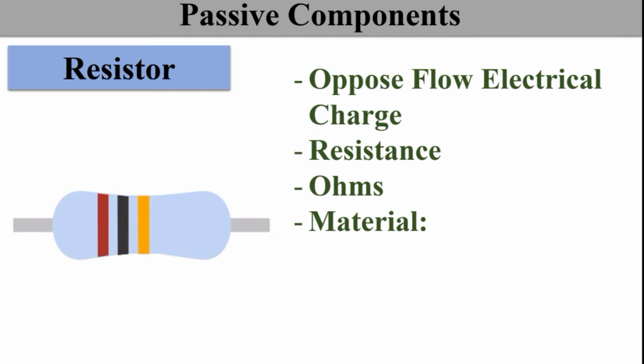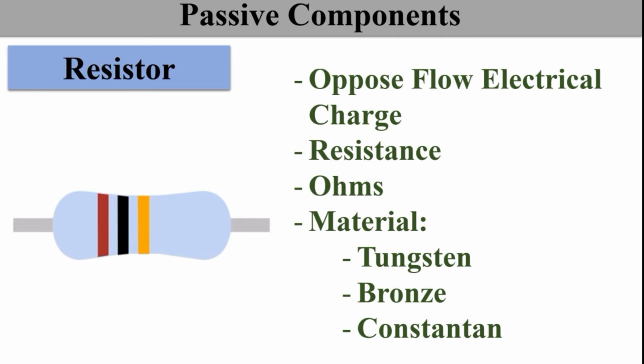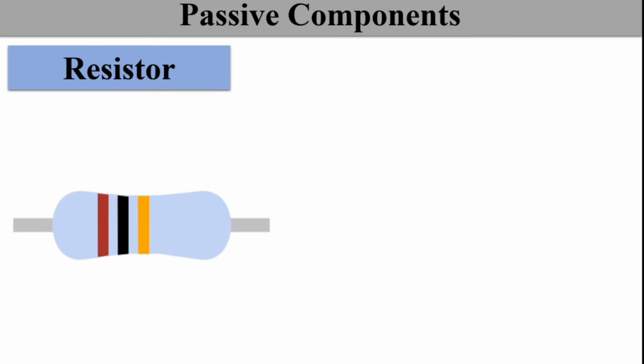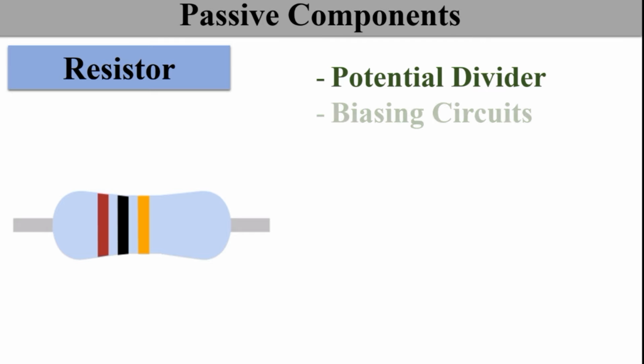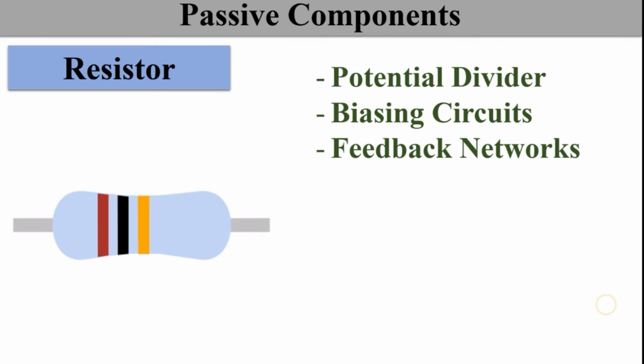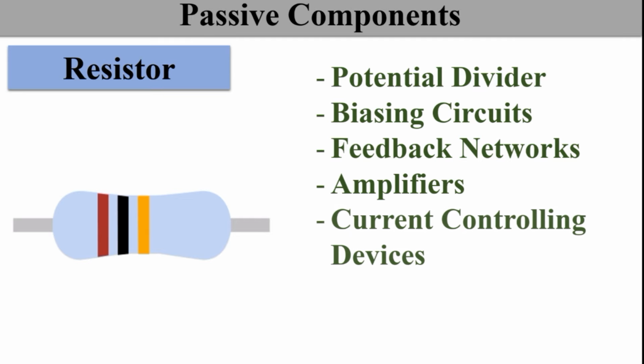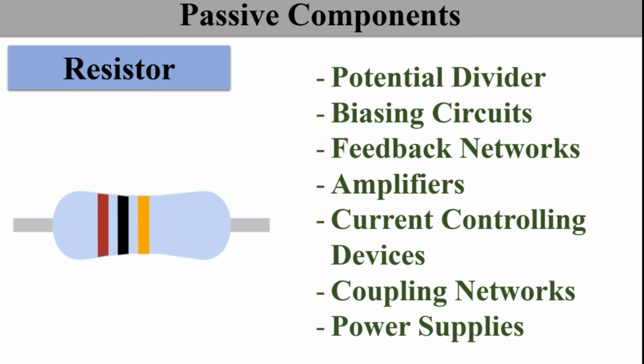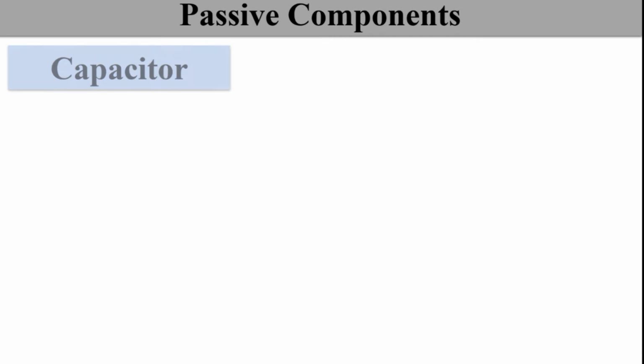The resistor is made up of different materials like tungsten, bronze, constantan, and according to that it has different applications. Mostly resistors are used in potential dividers, biasing circuits, feedback networks, in amplifiers, also in the current controlling devices, coupling networks or DC power supplies. Got it? Okay.